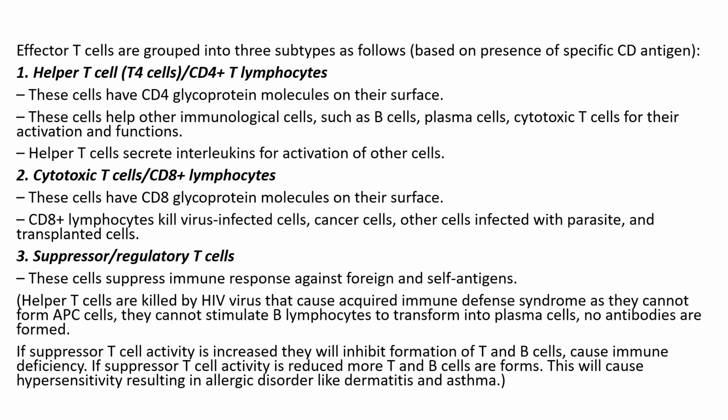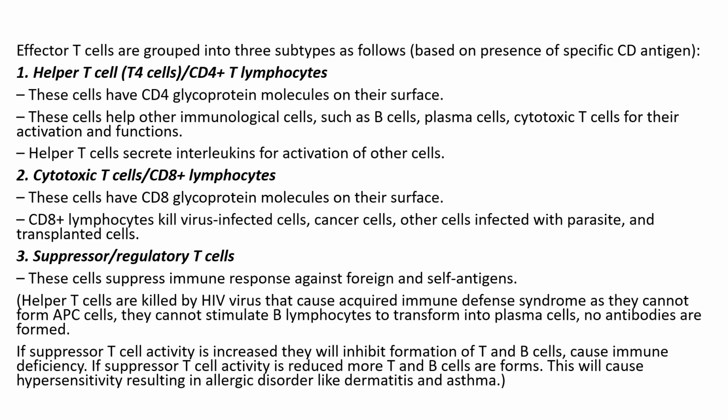These are destroyed by the HIV virus, which causes acquired immune deficiency syndrome. Here the person cannot form antigen presenting cells, and cannot stimulate B lymphocytes, so there is no transformation of B lymphocytes to plasma cells, and no antibodies are formed. So when the helper T cells are destroyed, there will be no formation of antibodies.